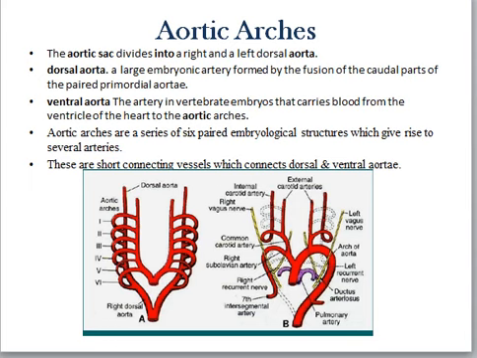Aortic arches are a series of 6 paired embryological structures which give rise to several arteries. These are short connecting vessels which connect the dorsal and ventral aorta. They run within the branchial arches.